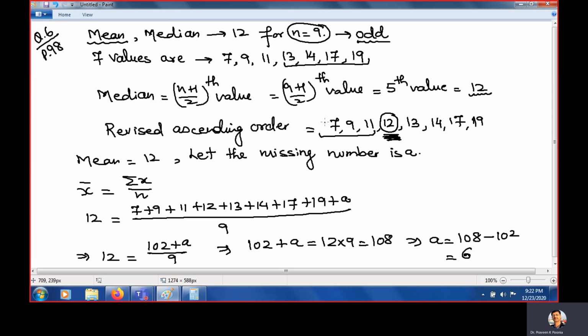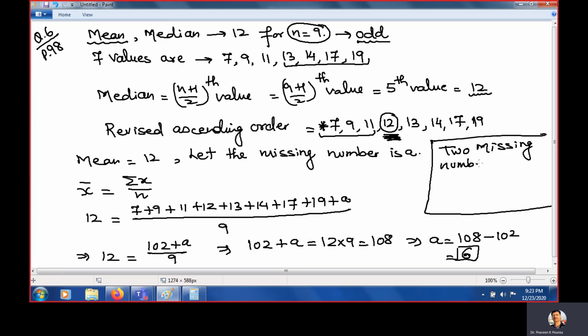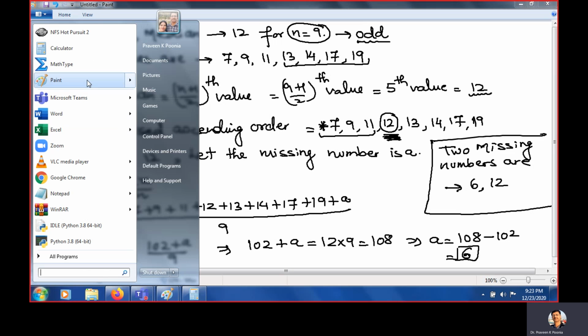Okay. So one number is missing here, anywhere. Maybe after 7, maybe after 9, maybe before 11, something like that. So we got it. It is 6. So there are two missing numbers. What are the two missing numbers? The two missing numbers are 6, that we calculated with the help of the mean, and 12, that we calculated with the help of the median. Okay, this is question number 2.